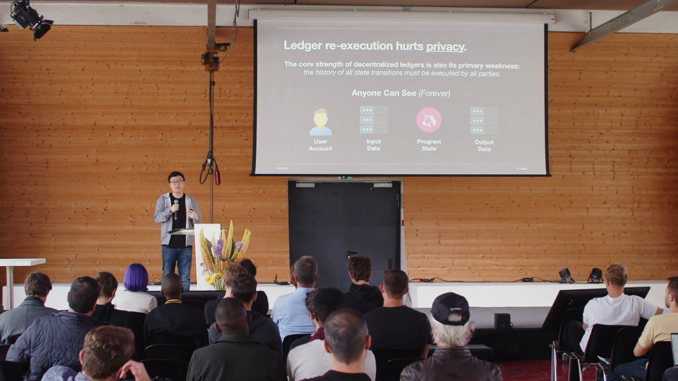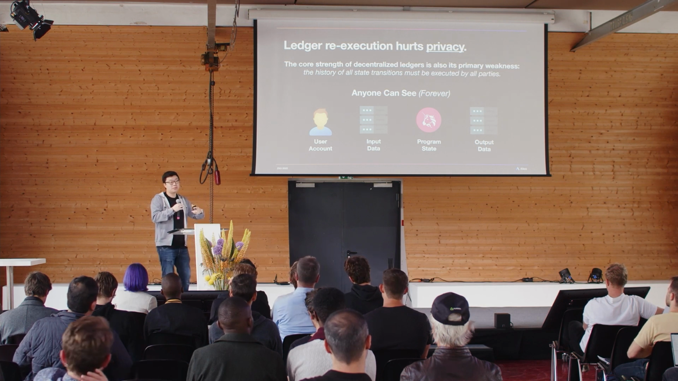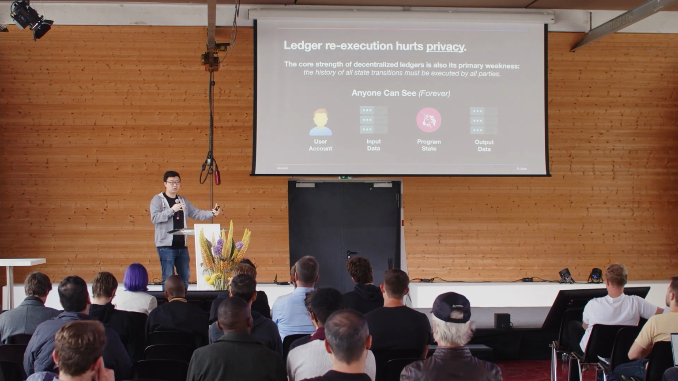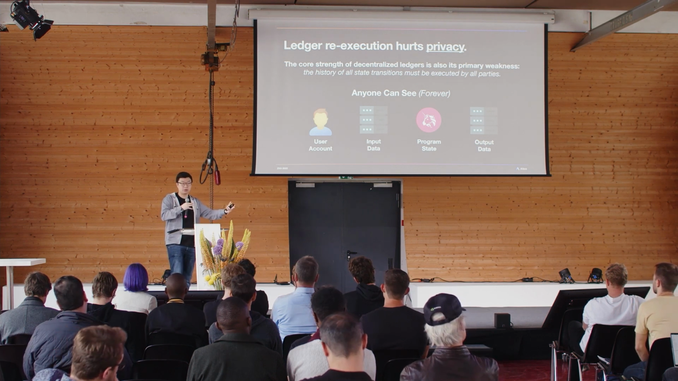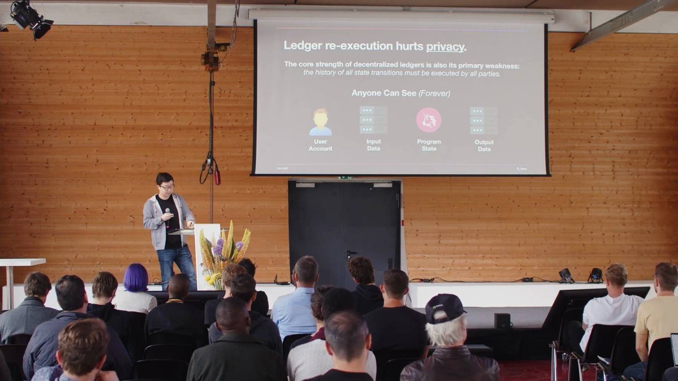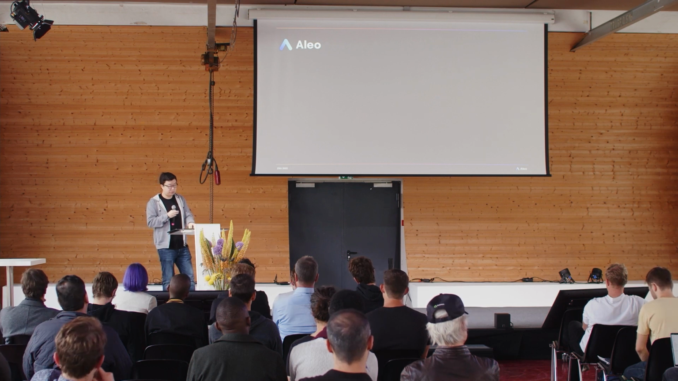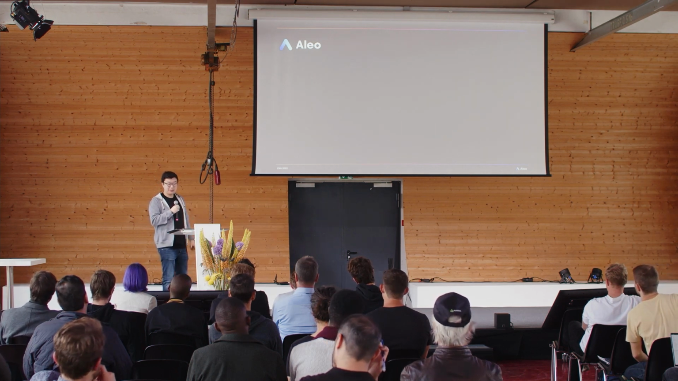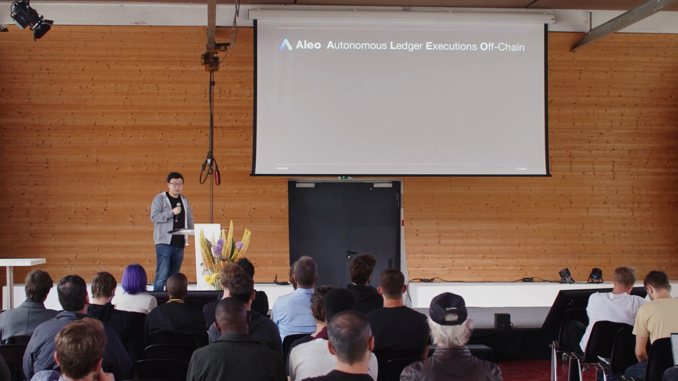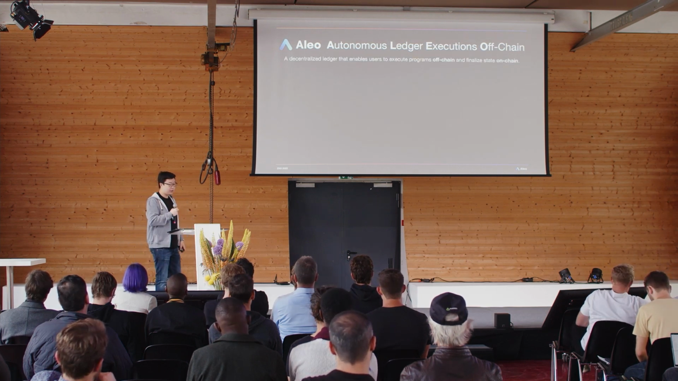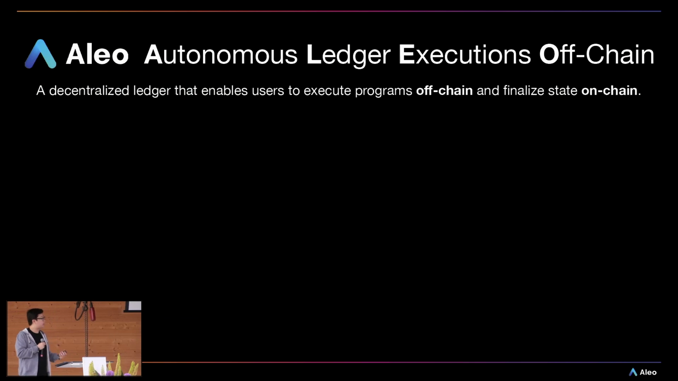And so this is fundamentally just a UI/UX challenge that Web3 introduces that we need to think about if we want to take this technology out into the real world. And so we built something called Aleo. Aleo stands for Autonomous Ledger Executions Off-Chain. Aleo itself is a decentralized ledger and enables users to execute programs off-chain and finalize state on-chain.